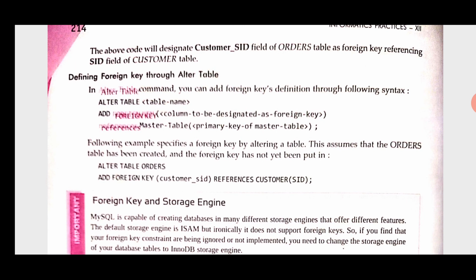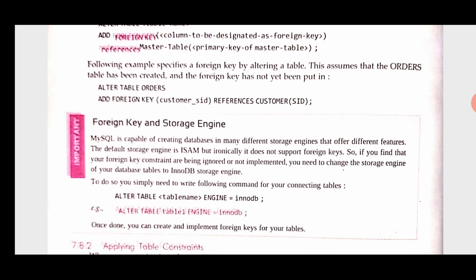Here we can see defining foreign key through alter table. With the alter table command, we can add a foreign key definition through the following syntax: alter table, table name, add foreign key, column to be designated as foreign key, reference master table, primary key of master table. So just see the example: alter table orders, add foreign key, customer SID, references customer SID.